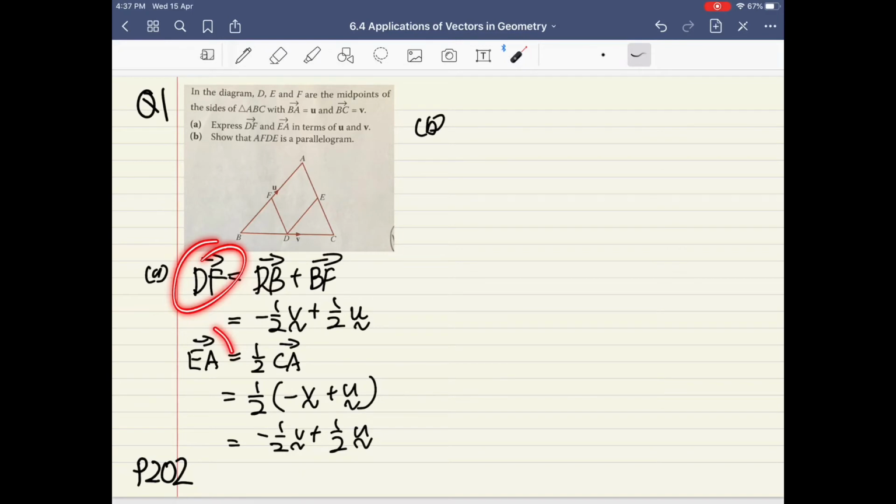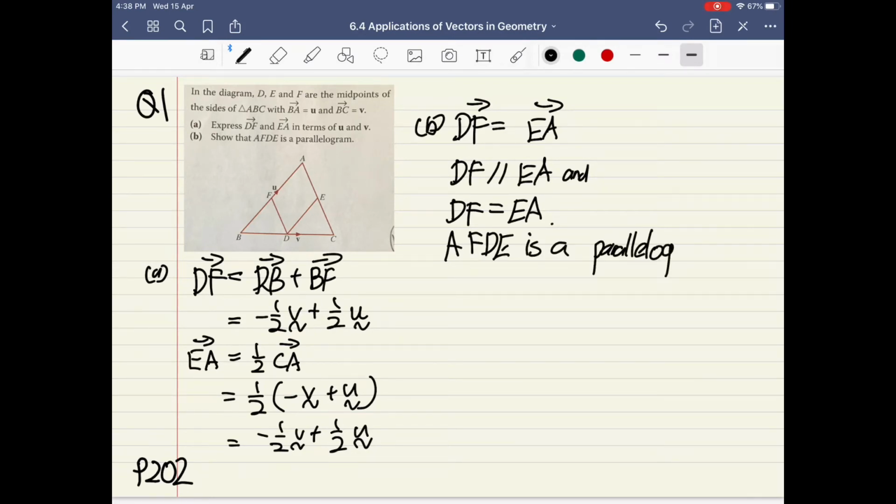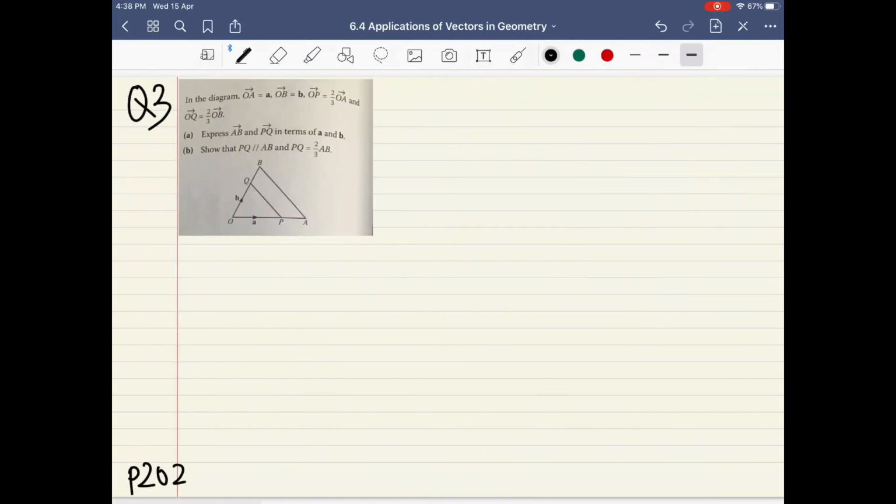Now they say show that AFDE is a parallelogram. Since I have found the two values for DF and EA, they are the exact same vectors. So let me write that down. DF is equal to EA. So what this implies is that the line DF is parallel to EA, and that DF is equal to EA. Once you have a pair of sides that are parallel and the same exact length, you can conclude that AFDE is a parallelogram.